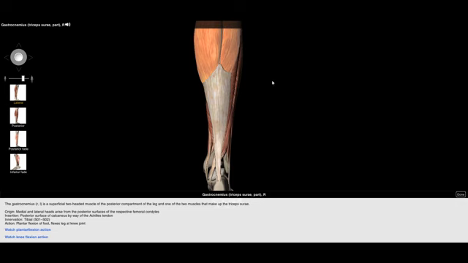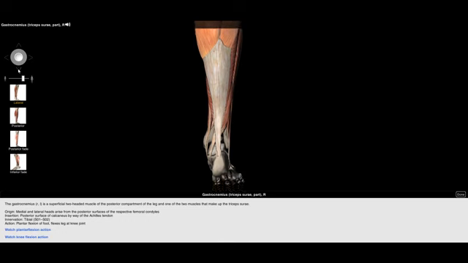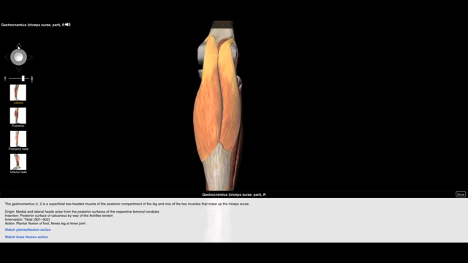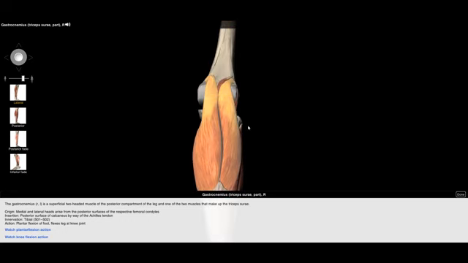The gastroc is innervated by the tibial nerve. And again, it is responsible for plantar flexion at the ankle and flexion at the knee. But let's look at something, and this is to store in your brains for a couple of modules from now.